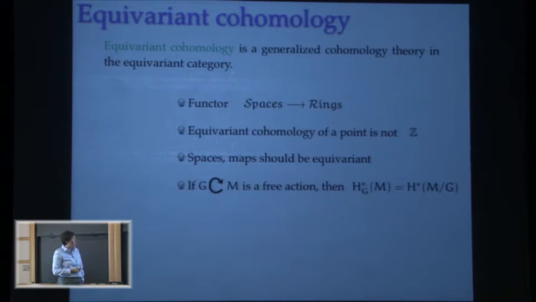A feature of equivariant cohomology is that if you have a free action, somehow the principle is that if you have a free action on a space, the quotient space is as good as the space you started with. So if you started with a free action on a manifold, the quotient space should still be a manifold. And in that case, the equivariant cohomology should just be the cohomology of the quotient.